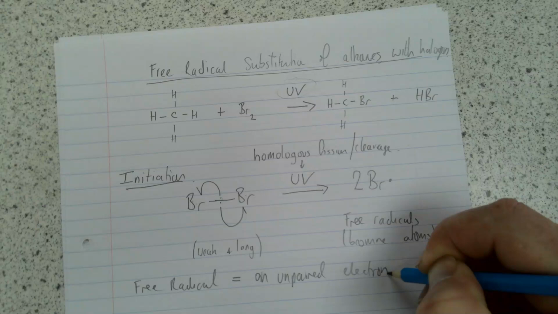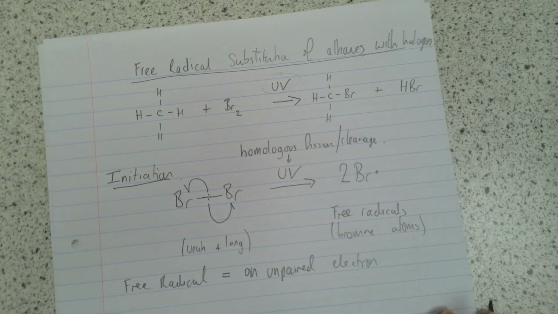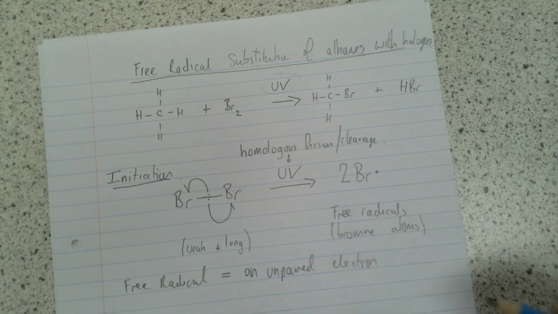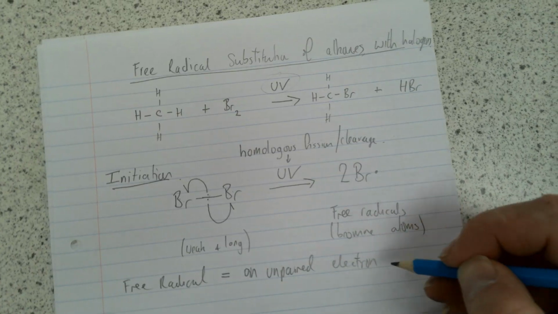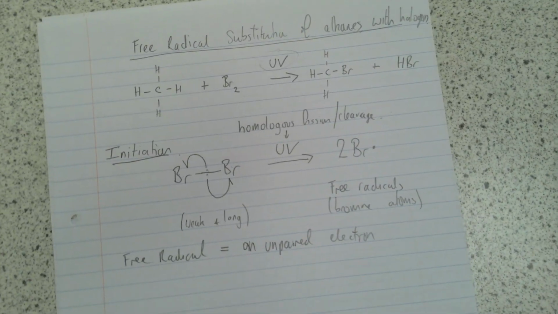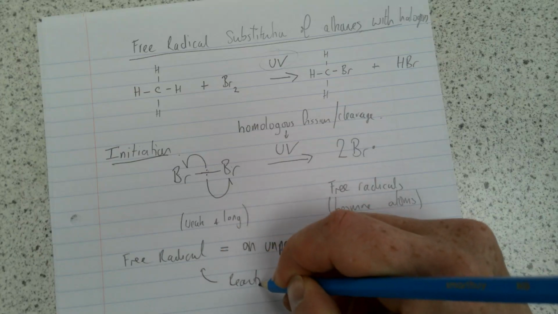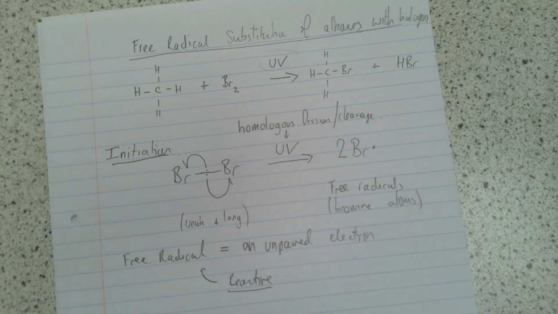So if you like, 7 in the outer shell, or in bromine's case, it's a bit more complicated than that, isn't it? Because it's a big atom, but if you like 17 in its outer shell, depending how you want to look at it. But anyway, it's got an unpaired electron in the outer shell, which means they're quite reactive. Which is why they're then suddenly able to react with very unreactive alkanes.